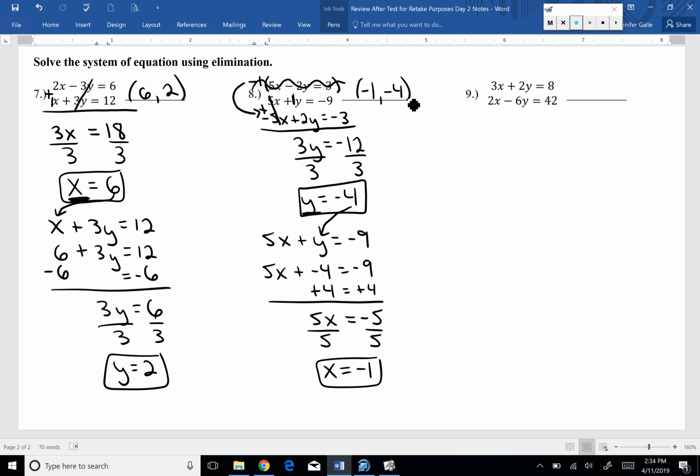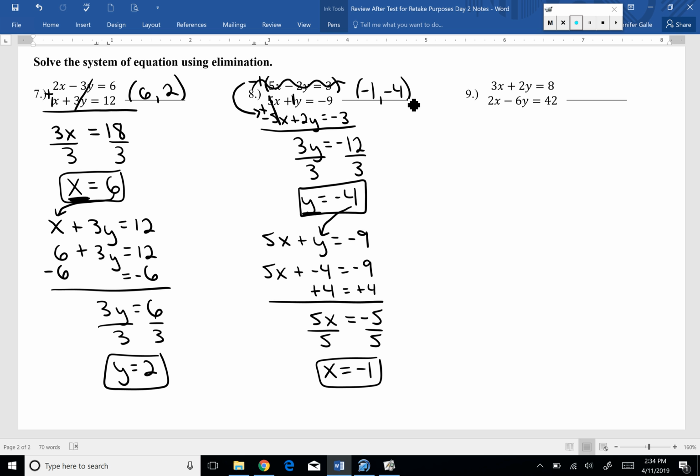All right, so in number 7, we started with a pair of opposites. We're ready to add. We eliminated. In number 8, we were close to having opposites. We had a 5x and a 5x. So to make opposites, we chose to multiply one of the equations by negative 1. Multiplying by negative 1 will just change your signs if that's all you need.